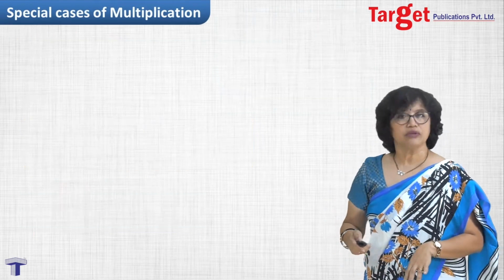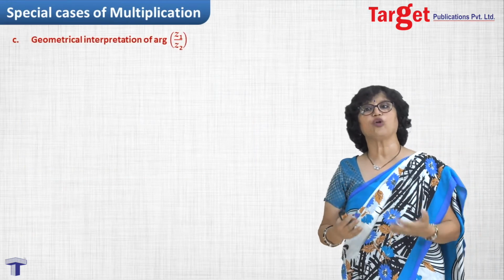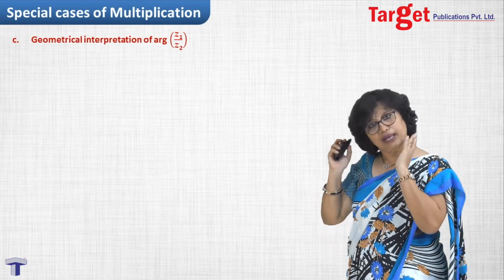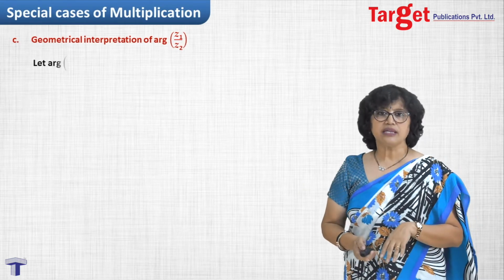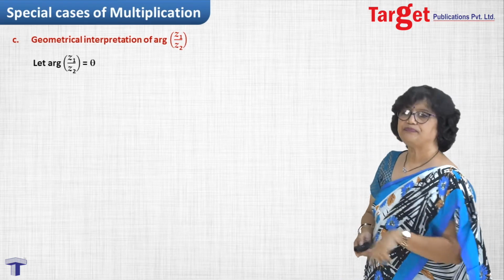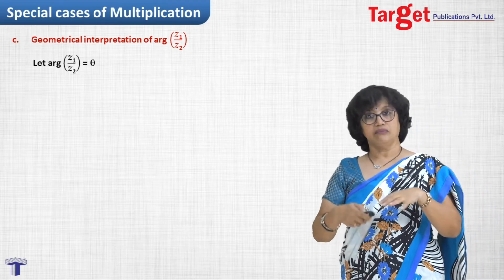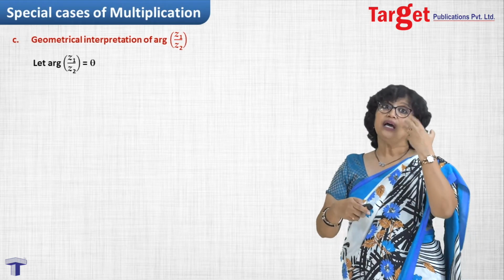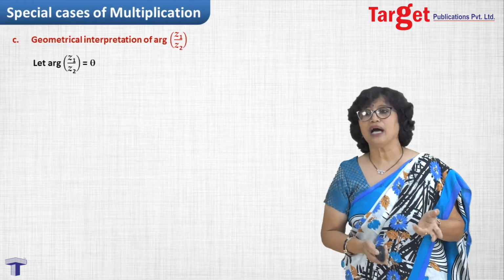Now let me move to the next one. And the next one is, what do we mean by the argument of z1 upon z2? How do we interpret it? When I say interpret, I'm expecting this to happen on the Argand plane only. So obviously, I take, suppose, the argument of z1 upon z2 as theta. I have to understand what that angle theta means. I hope you understand what I'm saying. Interpretation means we should be able to understand where we show that theta on the Argand plane.